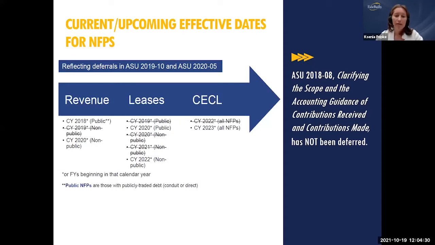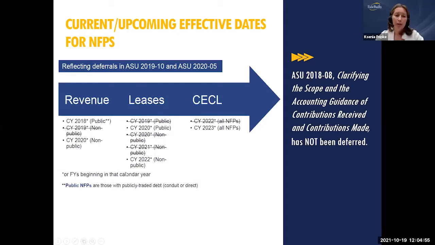And CECL is a standard that is not going to be effective for a couple more years. I'll give a quick brief overview, but there will be other sessions on that specific standard as we move along. So this particular slide shows all of the different dates that are effective for these standards. For the revenue, you'd see calendar year 2020 for non-public entities.